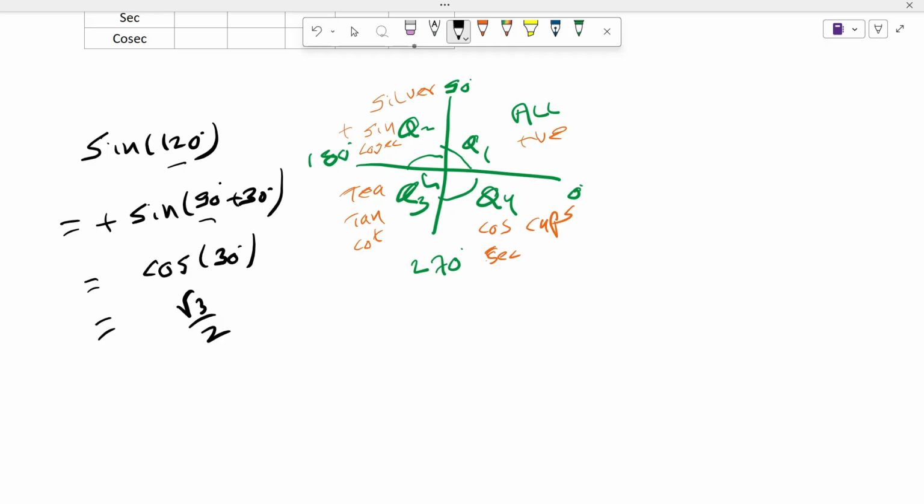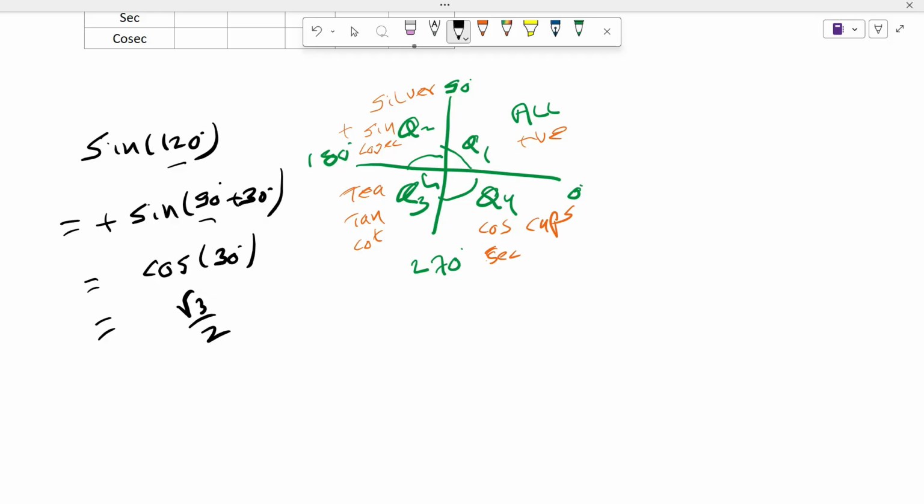But if you don't know which quadrant it is falling into, then you will get the wrong answer. Okay, let us solve one more example, then you will get clarity. Also this can be solved in another way. Instead of writing 120, we split it into 90 plus 30, right?